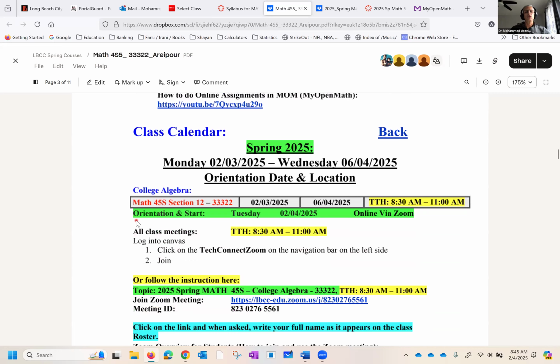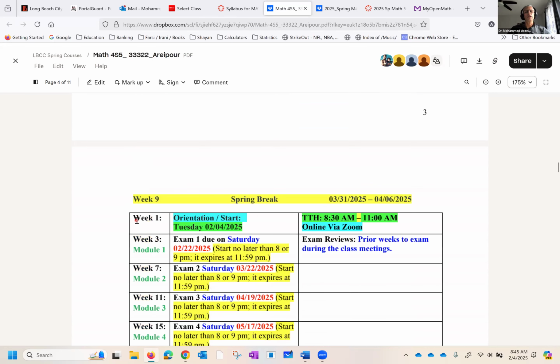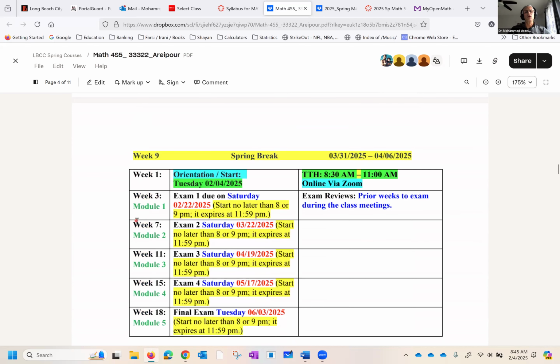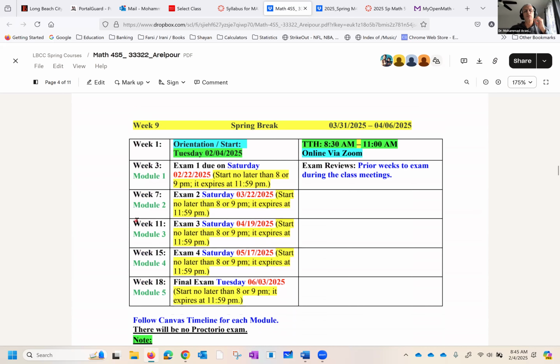Here's the class calendar. You're already here. This part, again, you can find in that Excel calendar also. But I want you to notice, all exams take place on Saturday. The final, however, takes place on the last day of class, okay?